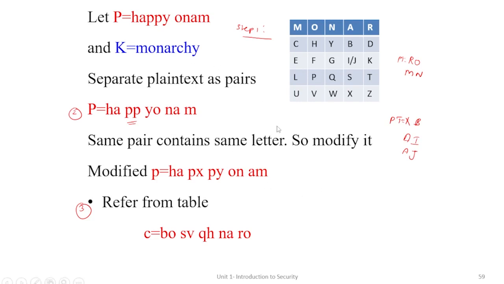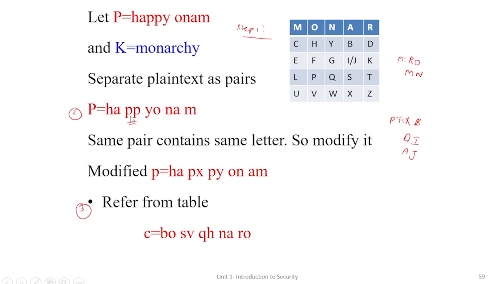Here is another example. The keyword is monarchy. I already gave the instructions for filling the values in the key matrix table. I am taking the plain text as Happy Onam. You just ignore the blank space within this text. I split it into two-letter pairs, or diagrams: HA, PP, YA, NA, M. So totally there are 5 different pairs.